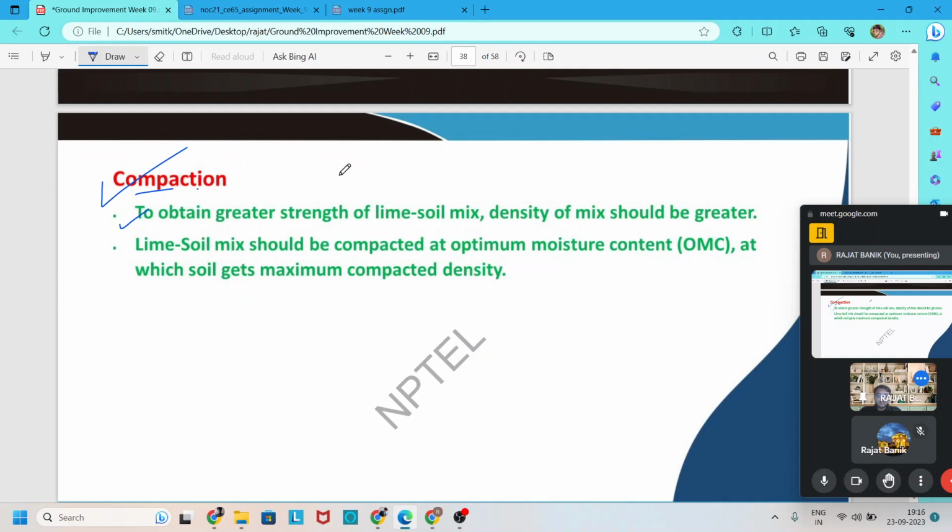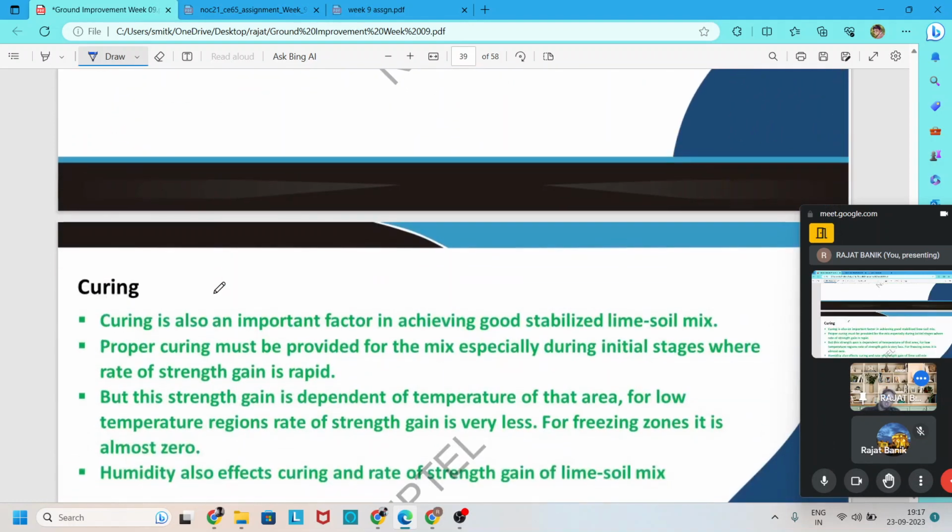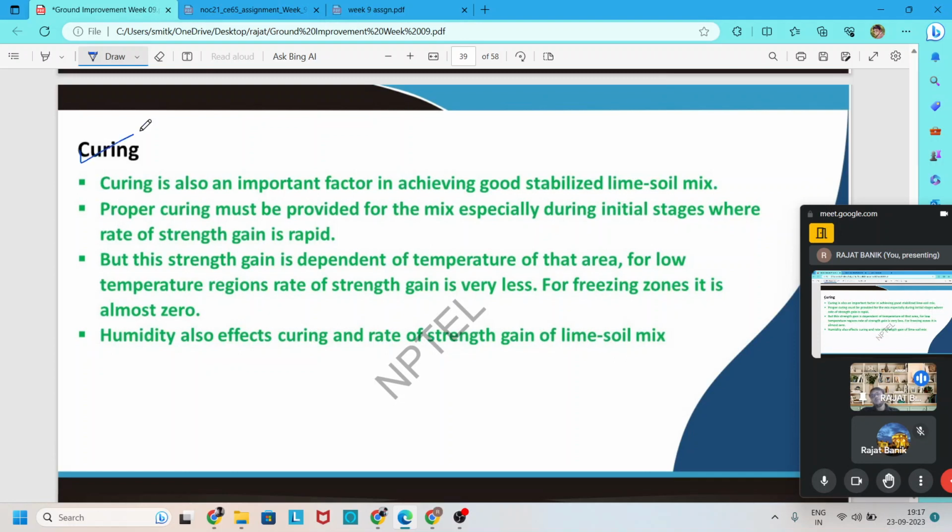That means for greater strength, we need greater density, and for greater density, the soil should be compacted at optimum moisture content. Then only the maximum dry density or compacted density is achieved, and due to this, indirectly the strength of the soil also increases. So for that, we need to compact the soil at optimum moisture content with equipment like sheep foot roller, smooth roller.